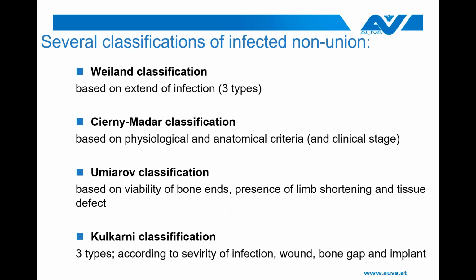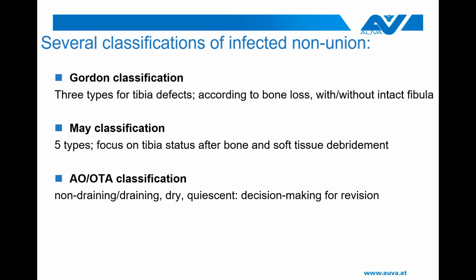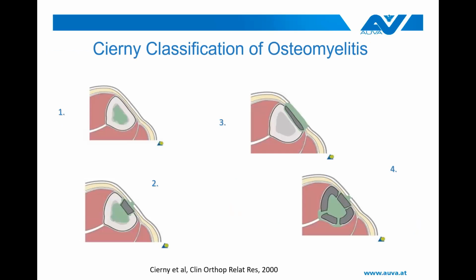There are a lot of classifications. Maybe you know the Czerny-Maeder classification or the AO/OTA classification. These are classifications widely used, but keep in mind there are a lot of classifications of infected non-union. Some of them are only clinical, some of them are only radiological. But the classification used by the AO is, I think, quite good, approaching the bone loss and the bone quality.